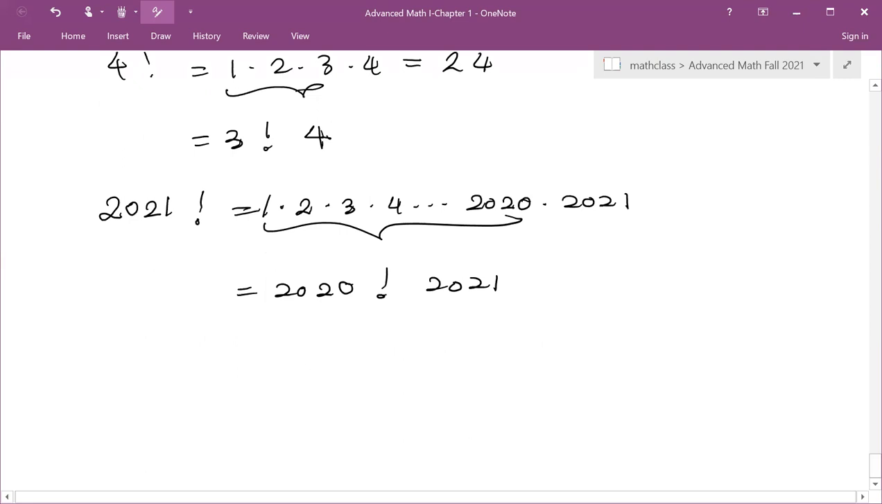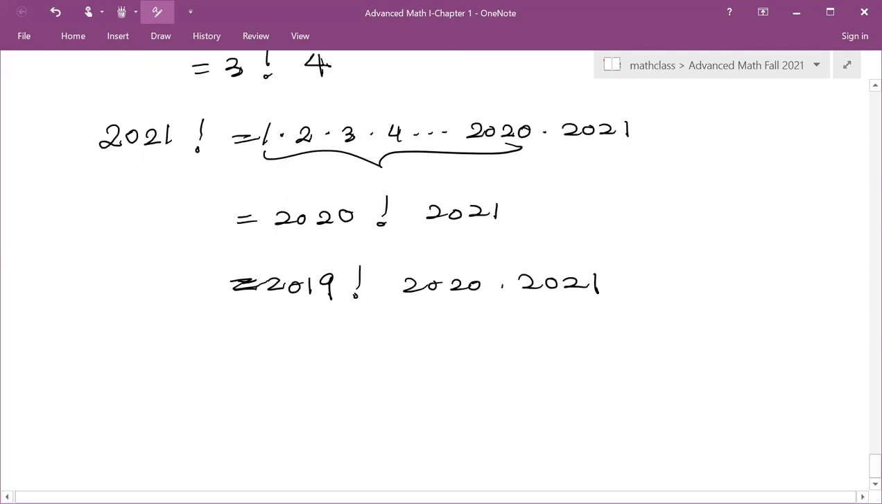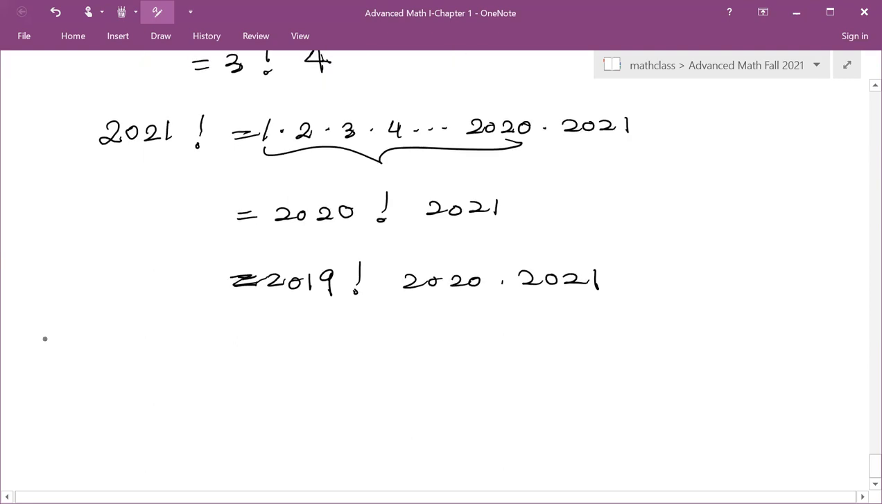And similarly, you can write 2019 factorial. Then you have a 2020 and 2021. It's a product of those 3 numbers, right? So now understand this. I'm going to ask you to do the next problem.